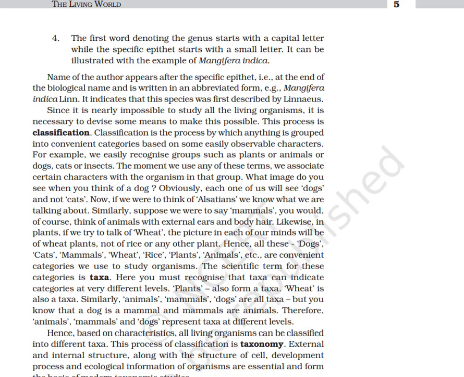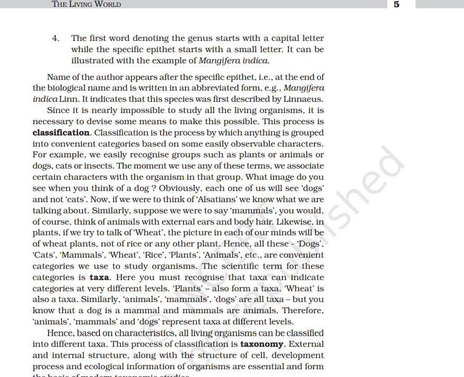Hence, all these dogs, cats, mammals, wheat, rice, plants, animals, etc. are convenient categories we use to study organisms. The scientific term for these categories is taxa. Here you must recognize that taxa can indicate categories at very different levels. Plants also form a taxon, wheat is also a taxon. Similarly, animals, mammals, dogs, all are taxa. But you know that a dog is a mammal and mammals are animals. Therefore, animals, mammals, and dogs represent taxa at different levels.